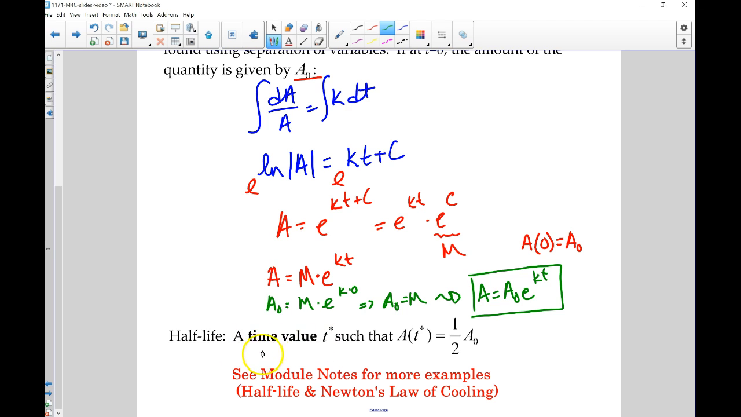One other thing that I'll just mention is if we're given a time value, or half-life, half-life is a time value such that there is half of the initial amount remaining. Just a little refresher. And again, the last thing that I'll say is see the module notes for more examples on separation of variables. In particular, problems involving half-life and Newton's law of cooling.